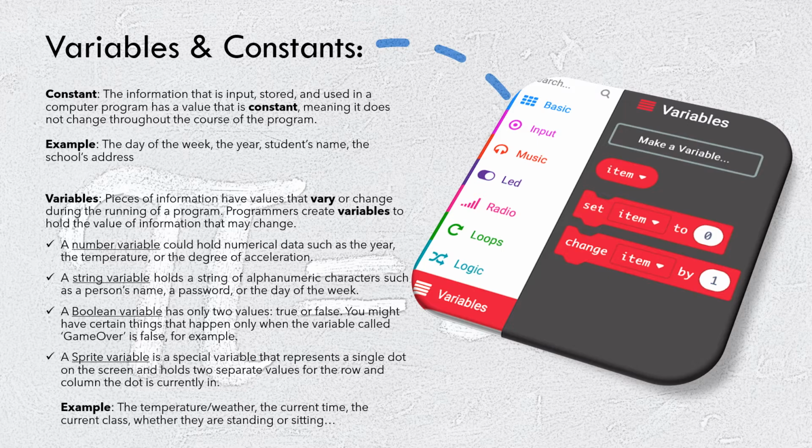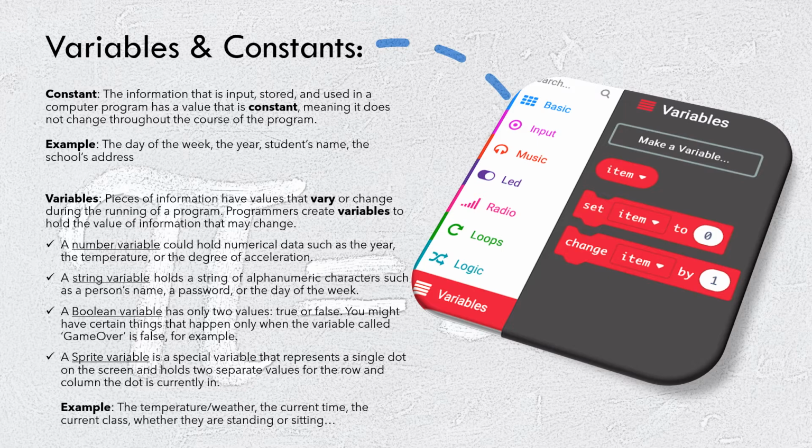The day of the week, the year, the student's name, and the school's address are examples of constants which remain the same throughout the program cycle. Other pieces of information have values that vary or change during the running of a program. Programmers create variables to hold the value of information that may change. Like in a game program, a variable may be created to hold the player's current score, since that value would change during the course of a game.